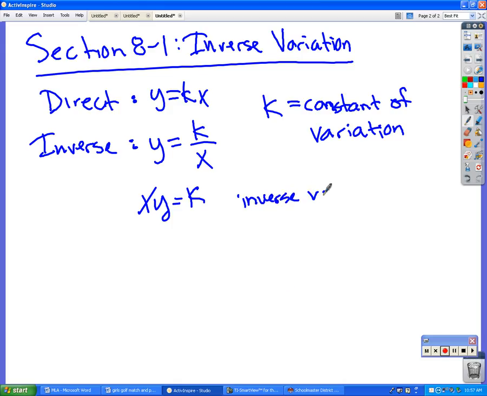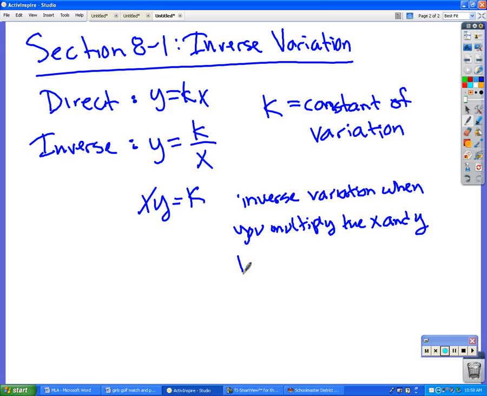You have an example of inverse variation when you multiply the x and y together and always get the same answer.